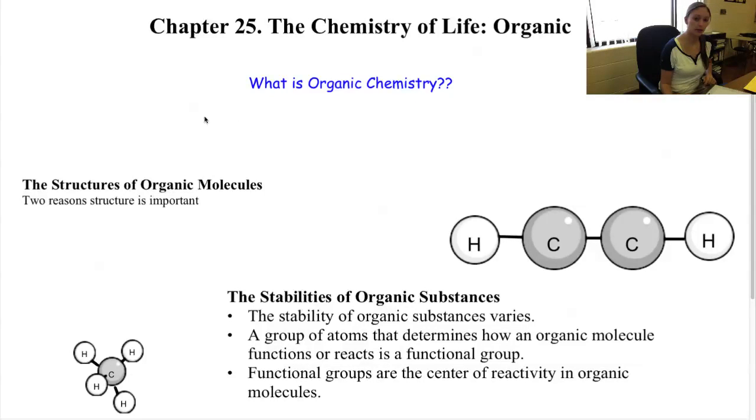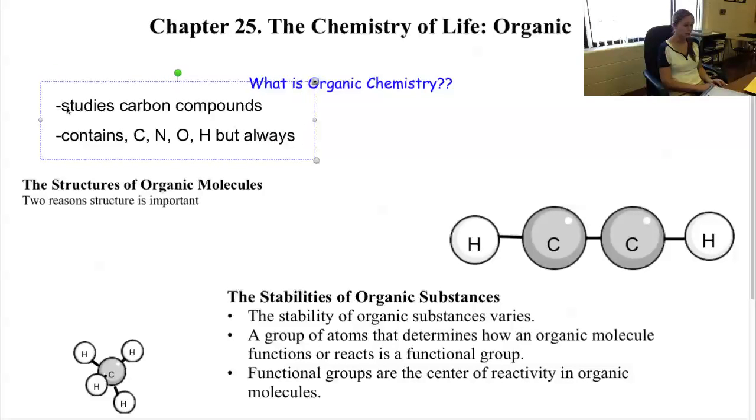It is the study of carbon compounds, and anything that contains a carbon, a nitrogen, an oxygen, or a hydrogen is often an organic compound, but it always has to have a carbon and hydrogen. So it can have some of the others, but it always has carbon and hydrogen.